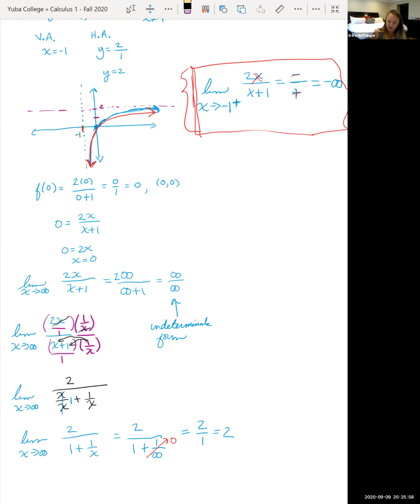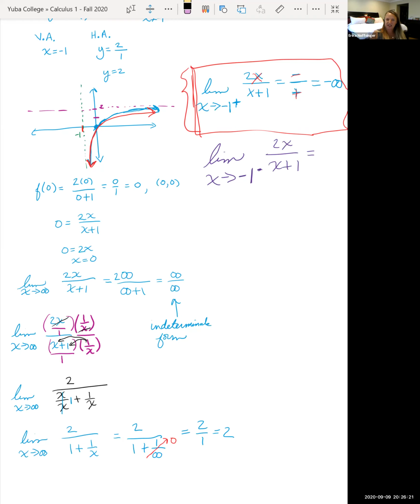So let me change the color for you guys. Let's look at the limit as x is approaching -1 on the right-hand side. Not the right-hand side, I'm at the other right, which is your left. And so we have 2x all over x plus 1.